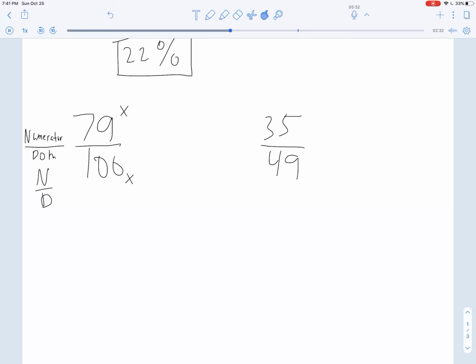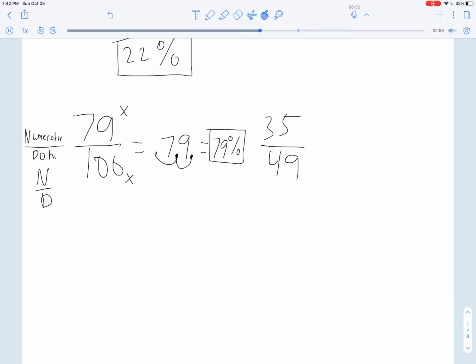All right, so since we're doing our numerator divided by our denominator, we are going to do 79 divided by 100. So if we do 79 divided by 100, that gives us 0.79. Awesome, we found our decimal. Now let's go ahead and convert that by moving it 2 spaces to the right to find our percentage. 1, 2, and that gives us 79%.